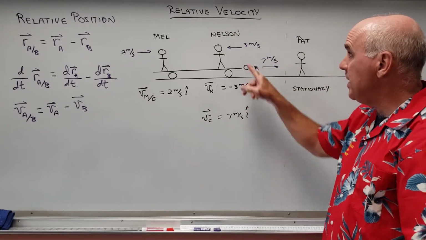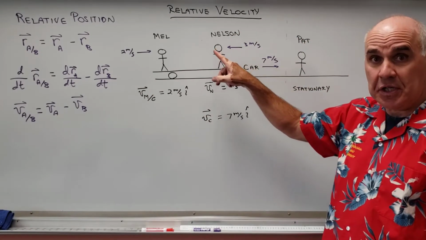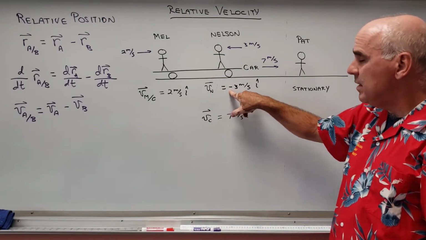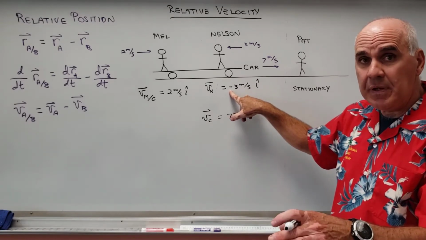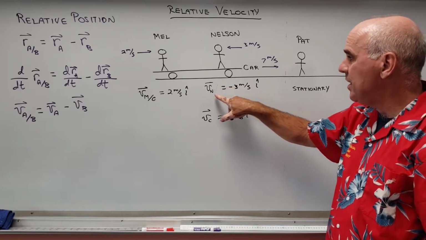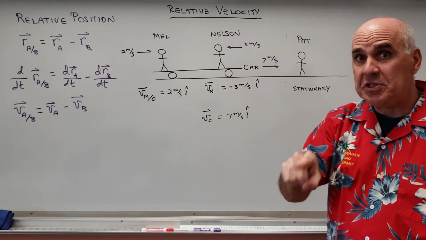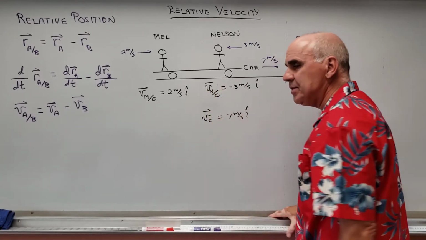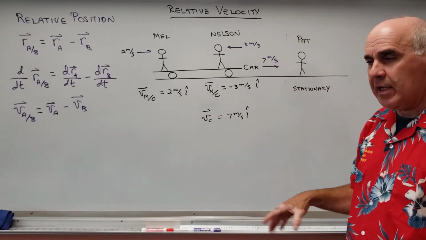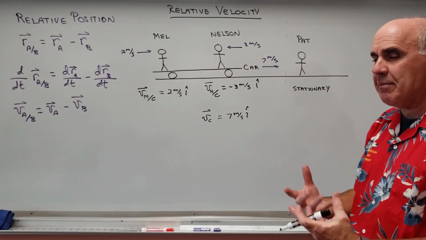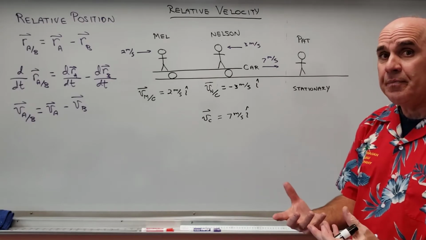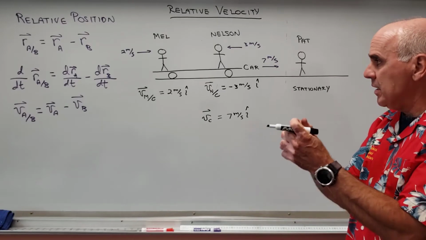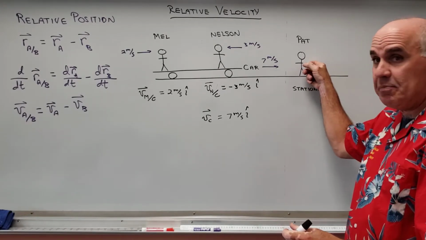In a similar way, Nelson is moving to the left on the car. So Nelson has a velocity of 3 meters per second, but negative because it's to the left. But that's with respect to the car, so I need to subscript that with respect to the car. All right, because I want the car to be a moving thing. I'm not going to use that as the origin. I could use that as the origin, and maybe that's something I'll talk about here in a little while. But let's just leave the origin as Pat.